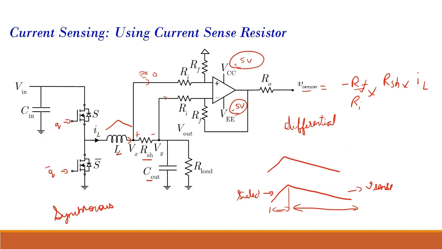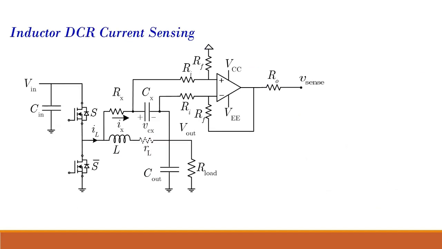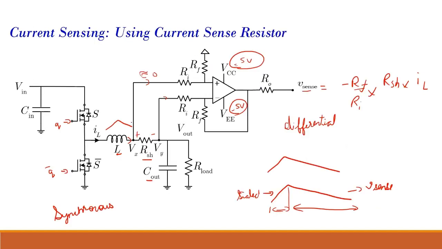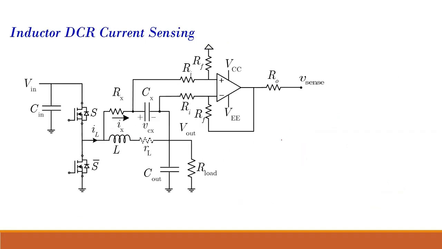So now I will proceed to another type of current sensing. What's the problem over here? This will create additional resistive losses. Ohmic losses will come, because there will be R_shunt into I_L squared losses. So there is another method.